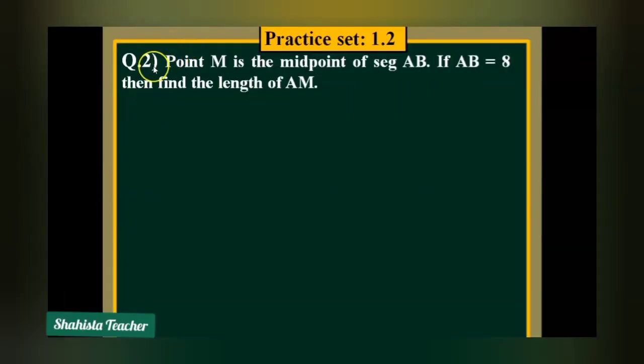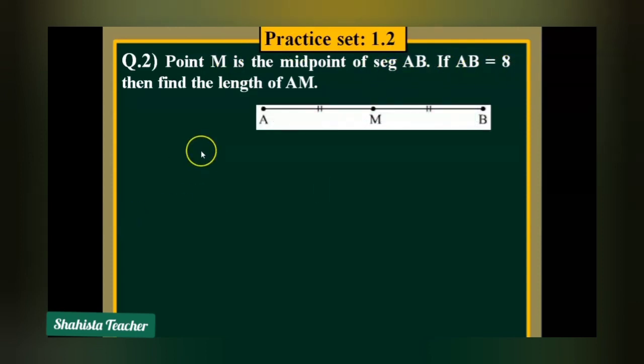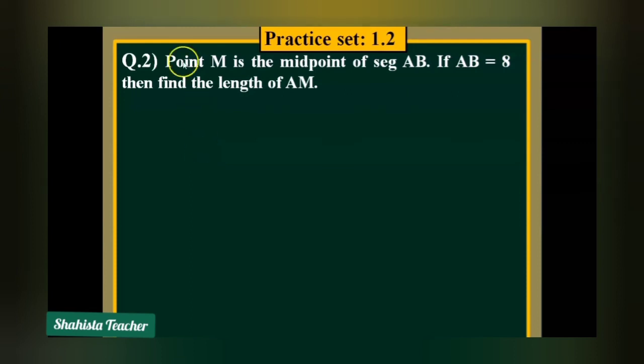Let's read question number 2. Here point M is the midpoint of segment AB. Here segment AB, point M is the midpoint. If AB is equal to 8, then find length of AM.